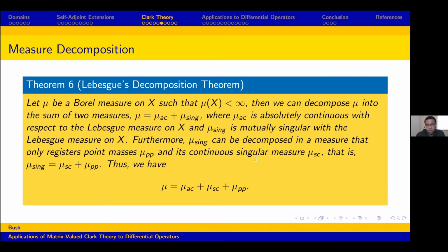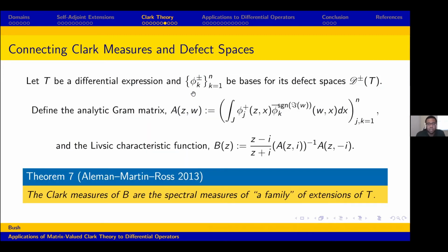And what we're going to do moving forward is look at the Lebesgue decomposition of Clark measures to get at the spectral information. Because remember, the Clark measures are spectral measures for a particular operator, which brings us to our next point. We're again going to have a differential expression with all of the previous assumptions: closed, symmetric, densely defined, regularity where appropriate. And we're again going to let phi denote bases for our defect spaces. So there are two functions that we're going to define. They're both in general matrix valued. In particular, they're going to be n by n, where n is the size of our defect spaces.